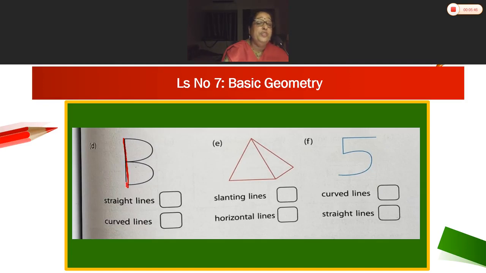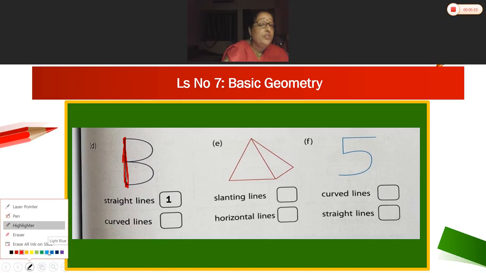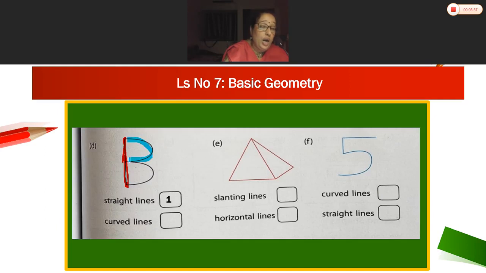One. Very good. With the red color. One with the red color. Straight line is one. How many curved lines can you see there with the blue color? Tell me. One and two. Very good. Curved lines are two.